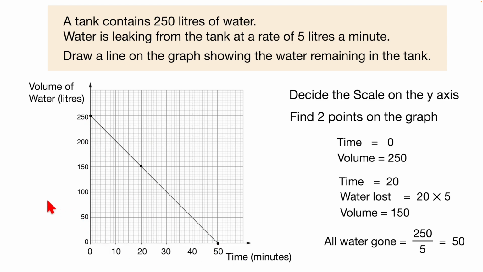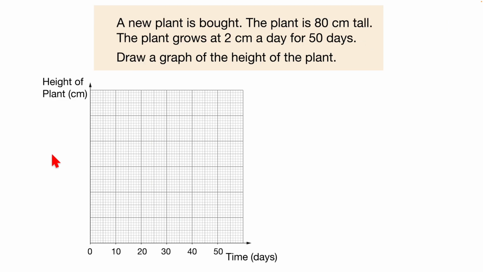Have a little think about it. Does this make sense? Every minute you lose 5 litres. There's 10 little squares, so 1 square is worth 5, and 1 little square that way is worth a minute. So that's it. That is correct. Let's have a look at another example.